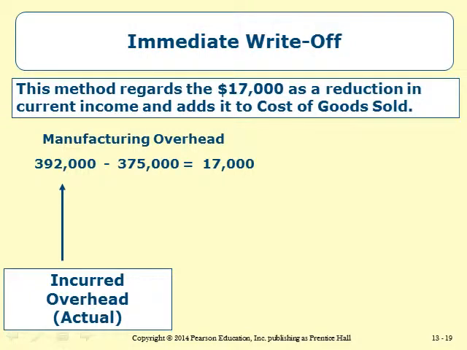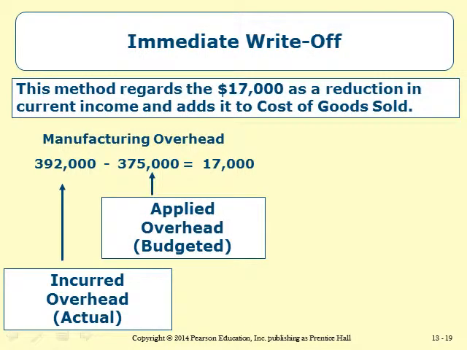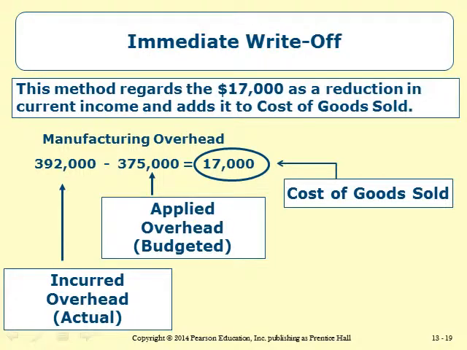So the immediate write-off method regards the $17,000 underapplied overhead as a reduction in current income by adding it to the cost of goods sold. So we would be reducing net income, or income before taxes, by $17,000 if we simply write off the difference to cost of goods sold. Obviously, if it were overapplied, that is, if our actuals were under what our applied amounts were, we would be picking up income. By the same logic, we would deduct any overapplied overhead from the cost of goods sold.